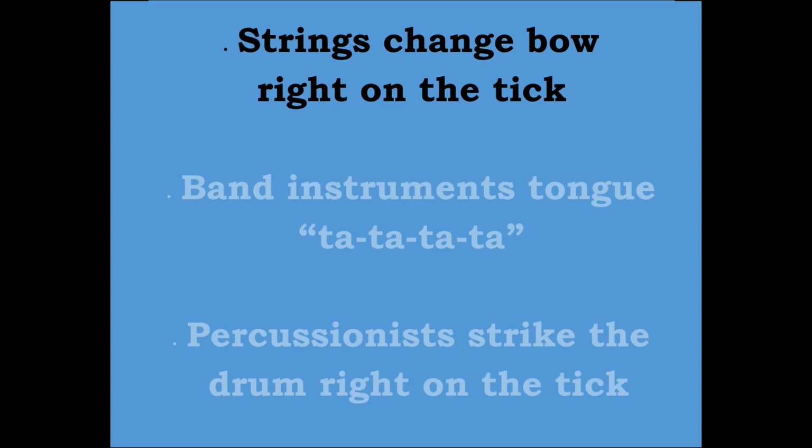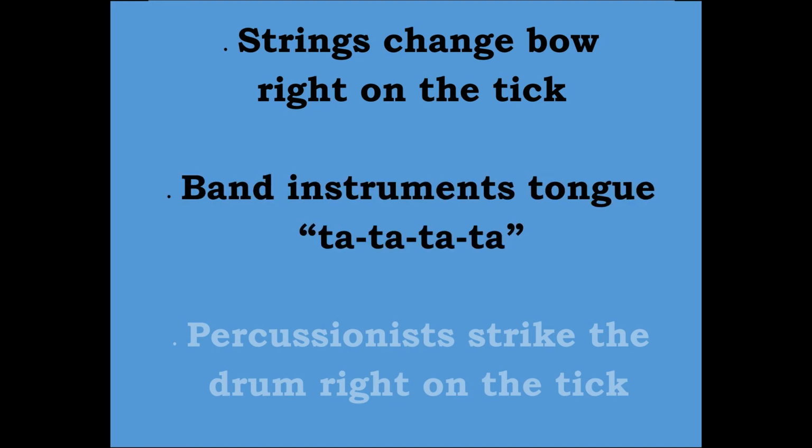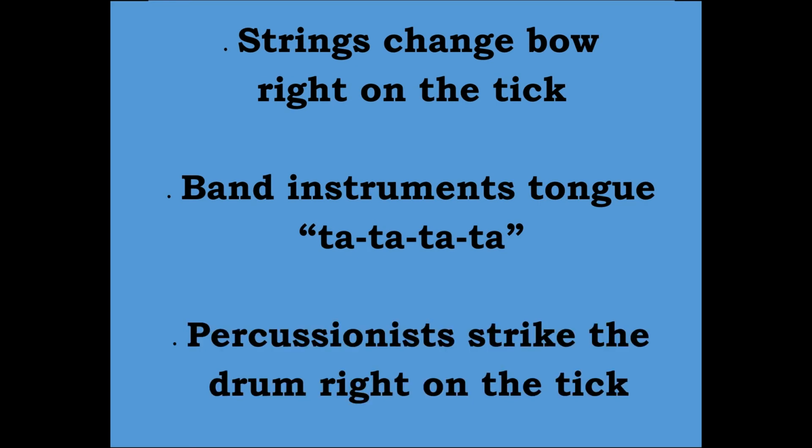Just a final note for everybody as far as when to change your notes. If you're a string player, you want to change your bow right on the tick. If you're a band player and you're playing an instrument, you want to use your tongue to change your notes. So you're going to say like ta, ta, ta, ta. And if you're a percussionist, you want to strike your drum each time right on the tick. All right, let's try playing it together.